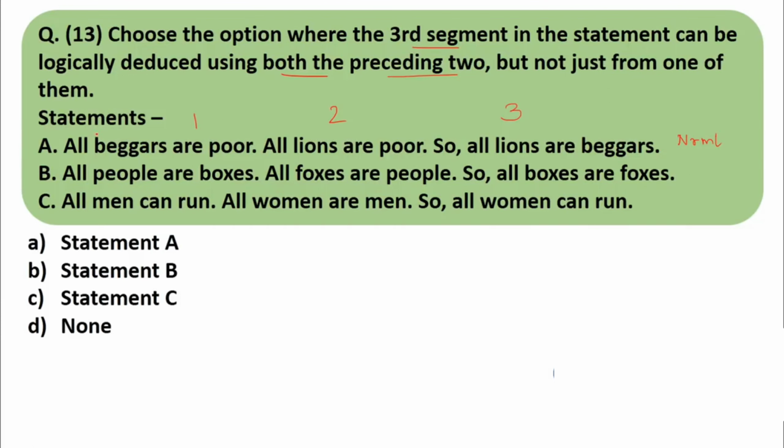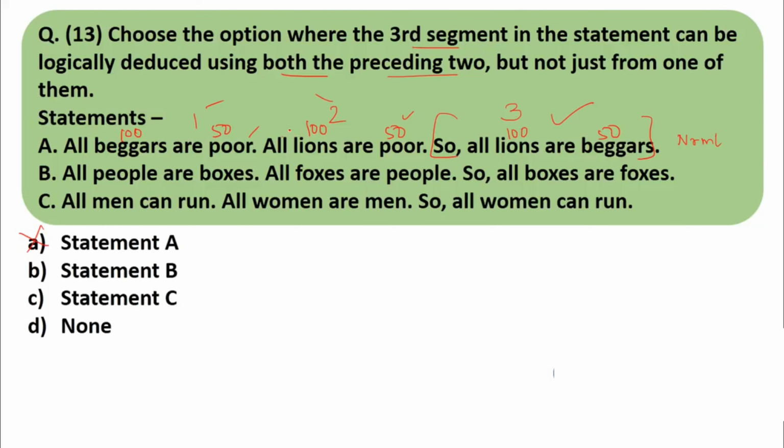What is the table of income expenditure? All beggars are poor. All, distribute money 150. Again all, distribute money 150. Again all in conclusion, distribute money 150. The conclusion is: all lions are beggars. Are lions and beggars in a single line? No, these two lines. What is common in the first and second segment? Poor. Poor is common. Is one poor 100? No. Both the poor are 50-50 only. So invalid statement. Option A is of no use. This conclusion cannot be logically deduced using these two.